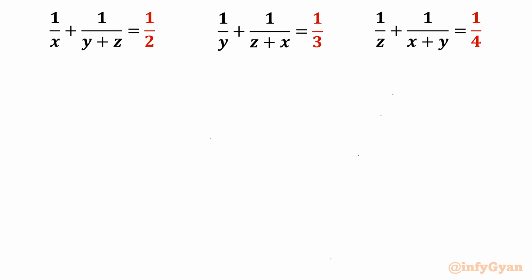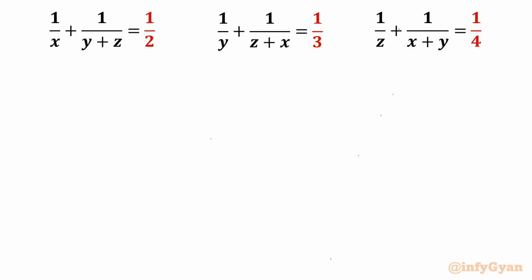In this video, we are going to take up one algebraic challenge from system of equations. We have got three equations: 1 over x plus 1 over y plus z is equal to half, 1 over y plus 1 over z plus x is equal to 1 over 3, 1 over z plus 1 over x plus y equal to 1 over 4. We have to find out the x, y, z values.